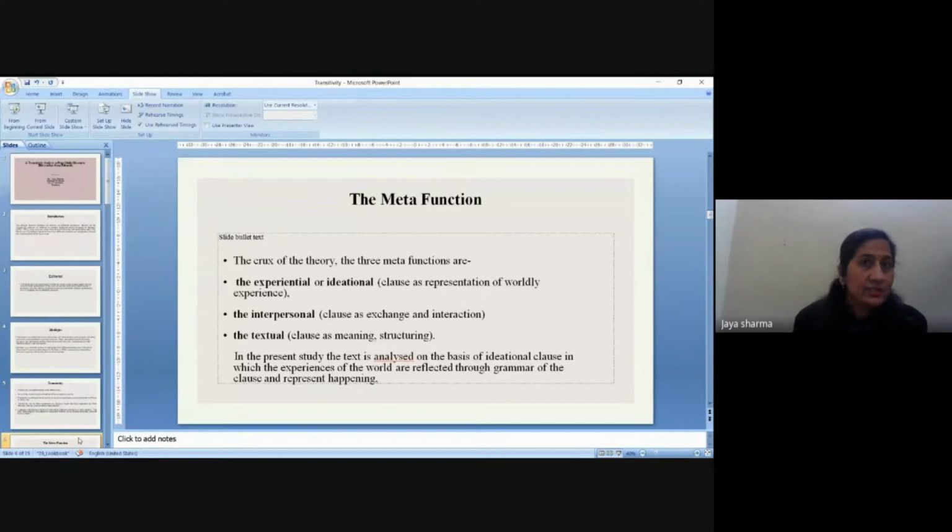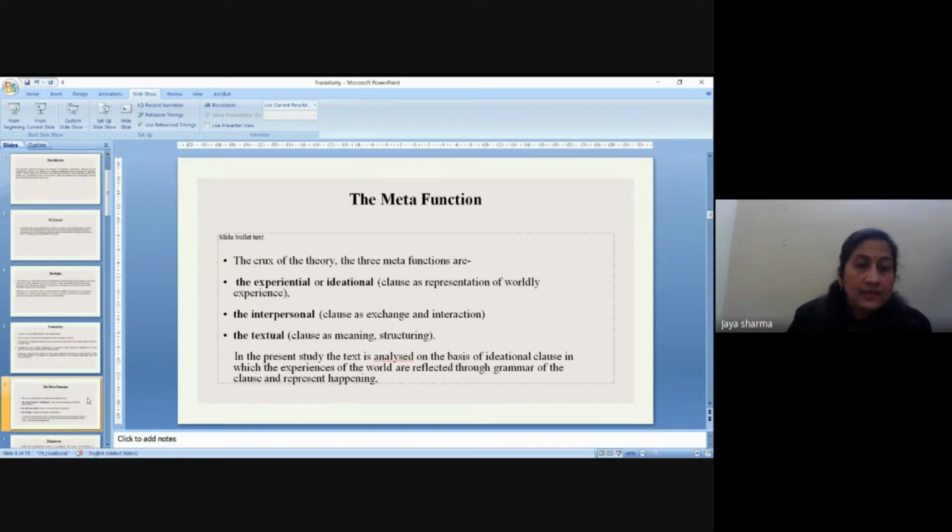Halliday, that transitivity analysis contains the 3 metafunctions: the experiential or ideational, which shows the clause as a representation of worldly experience; the interpersonal, which shows the clause as exchange and interaction between people; and the textual, which shows the clause as meaning and structuring. In the present study, the text is analyzed on the basis of the ideational function, in which the experiences of the world are reflected through the grammar of the clause and represent happenings.